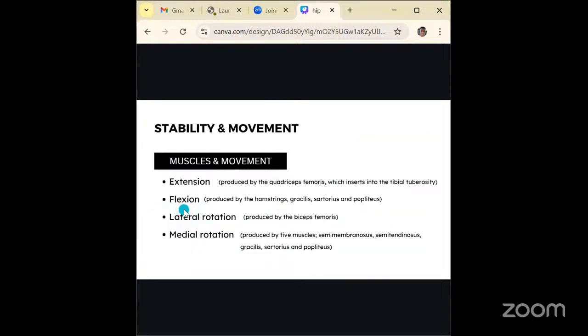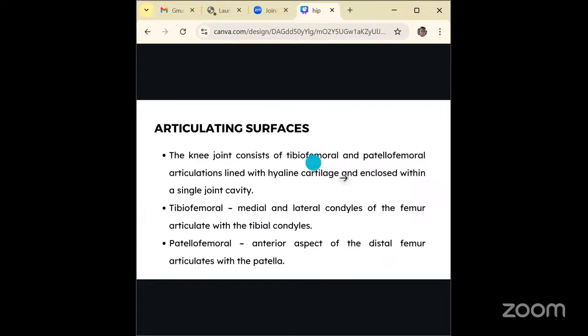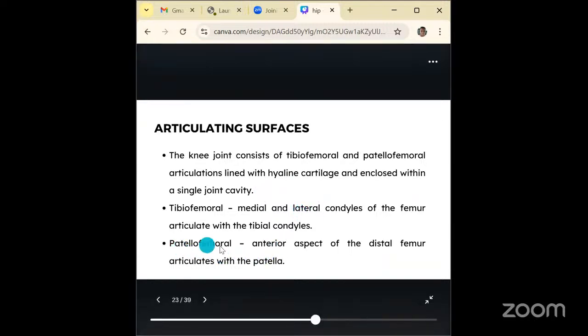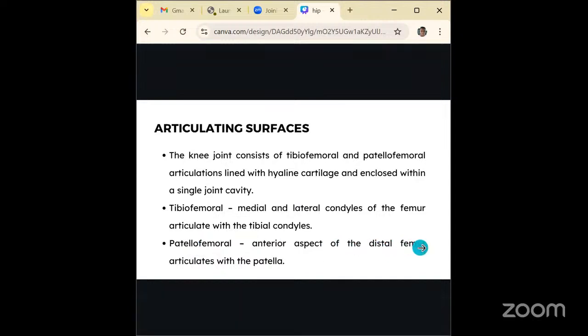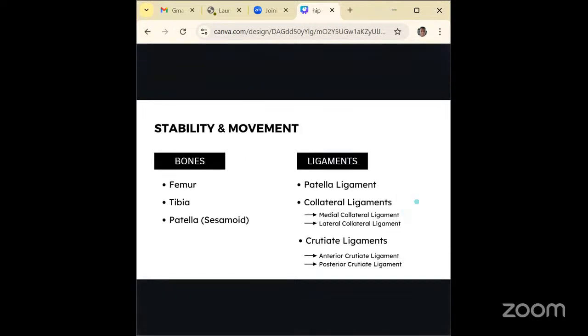Look, I was just trying to explain what was already in the notes. Look at what it says here. Can you see what's on the screen? Yes, I can see it. Now, see this patellofemoral connection. The anterior aspect of the distal femur. The distal femur means the down part of the femur, right? Articulates with the patella.